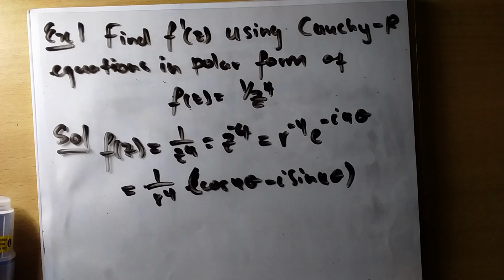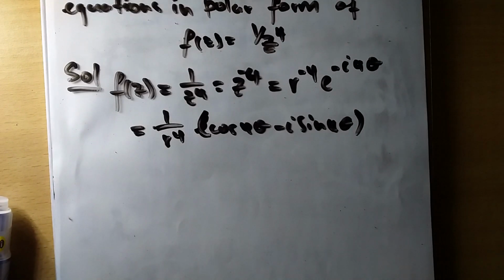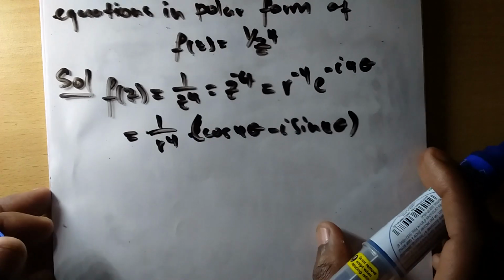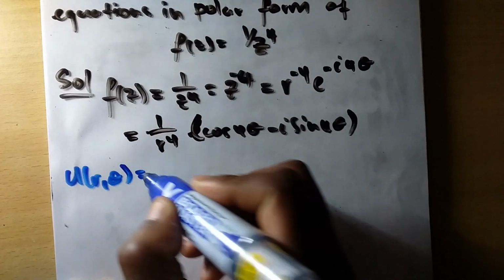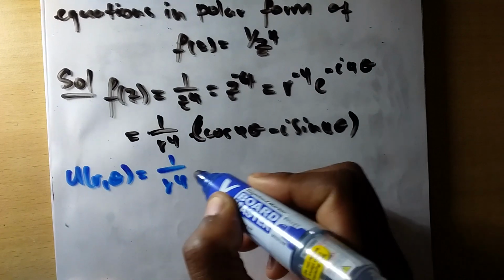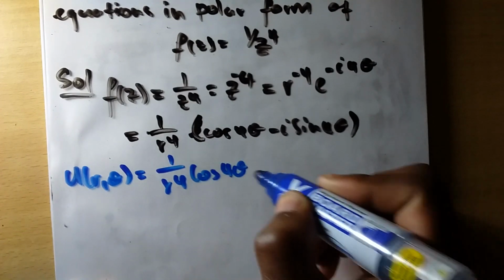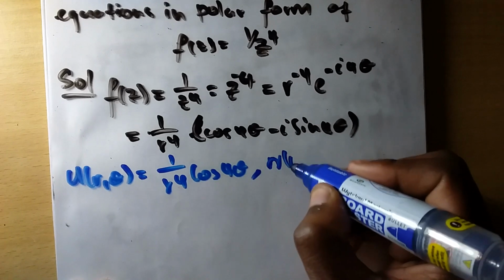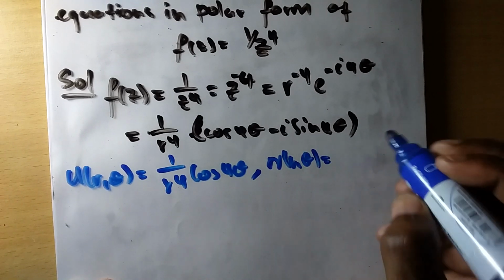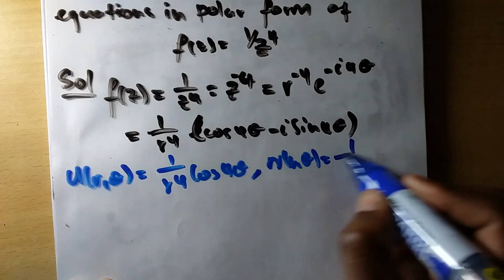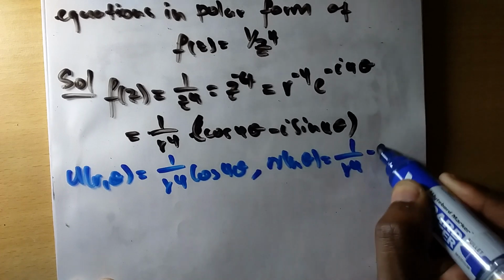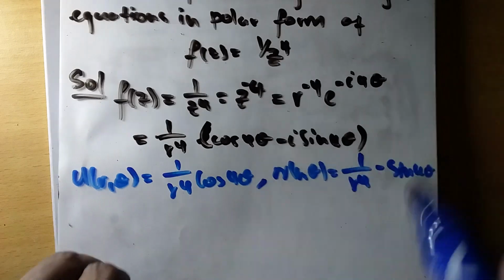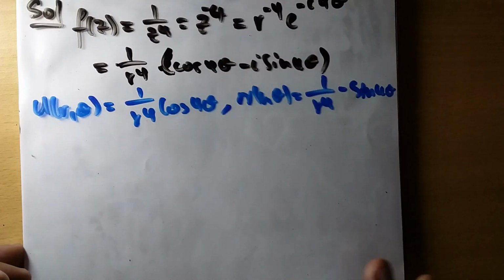After defining this, we can simply see that our u(r, theta) is given by 1 over r to the 4 cos of 4 theta, and our v(r, theta) is given by 1 over r to the 4 times negative sine of 4 theta. It's a negative, guys, sorry about that.